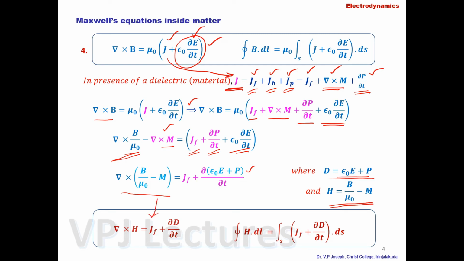So the modified equation takes the form del cross H is equal to JF plus dou D by dou T, or the integral equation, line integral of H dot dl is equal to surface integral of JF plus dou D by dou T dot dS. So this is the integral form of the modified equation, and the differential form of the modified curl equation is del cross H equal to JF plus dou D by dou T, for a material medium.